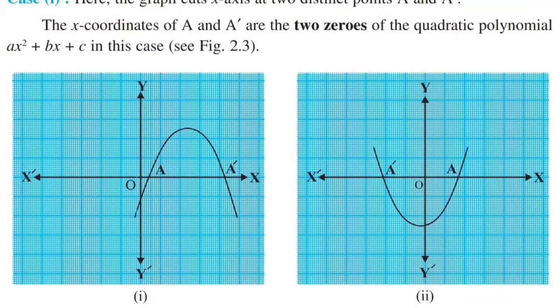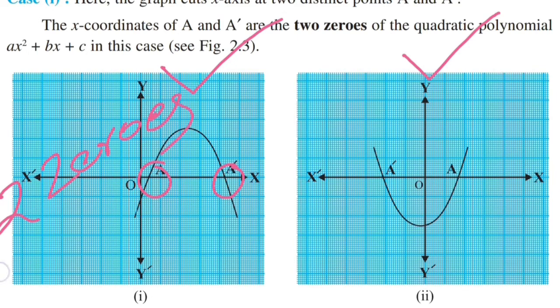Now look at these two parabolas, first one, second one. In the first one, this parabola intersects the x-axis at 2 points, so that polynomial has two zeros. Here also in the second one, the parabola intersects the x-axis at 2 points, so the polynomial has two zeros.